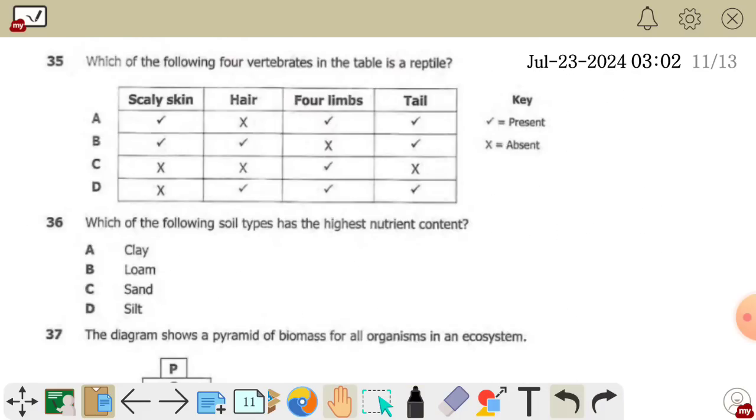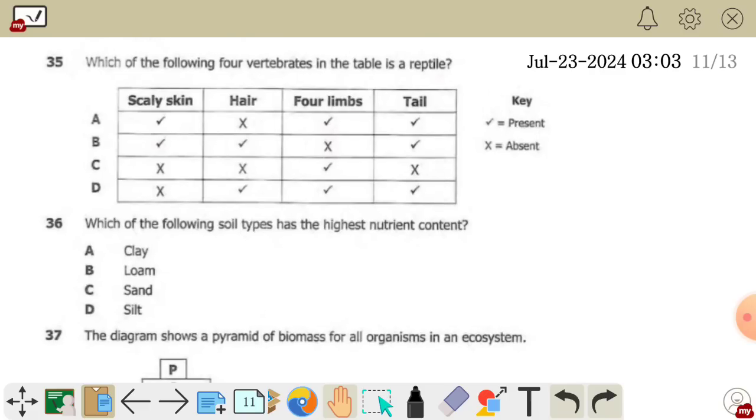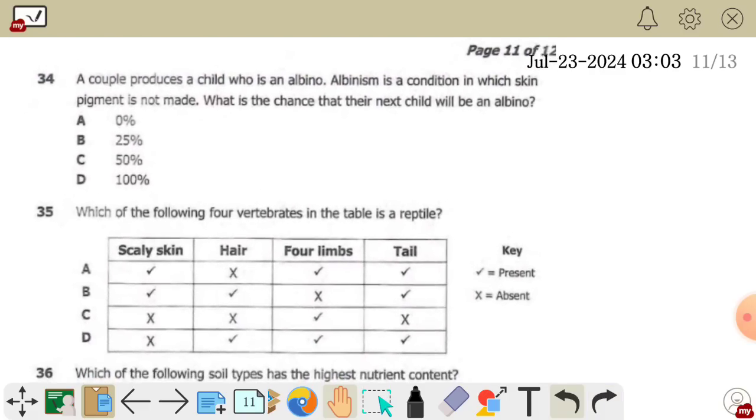Okay, so question 35 reads, which of the following four vertebrates in the table is a reptile? Okay, so question 34 in short.